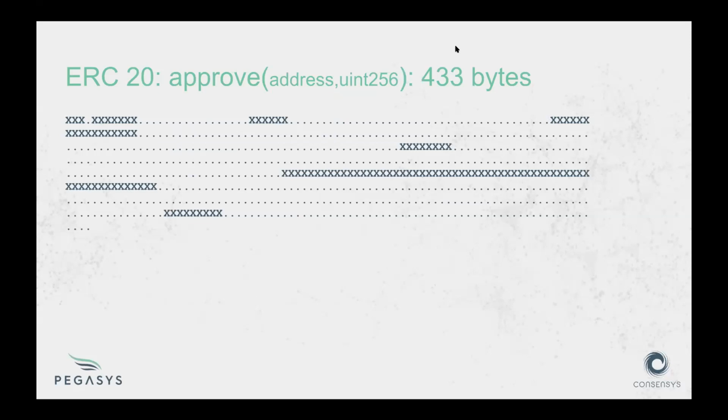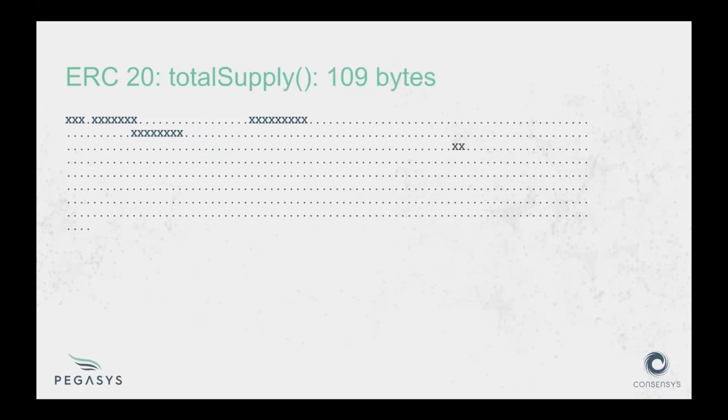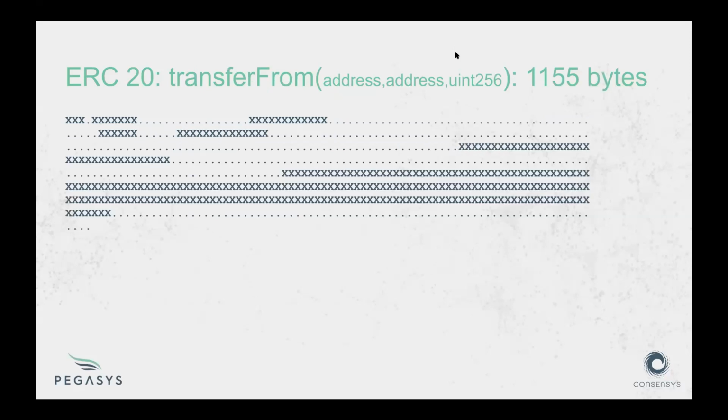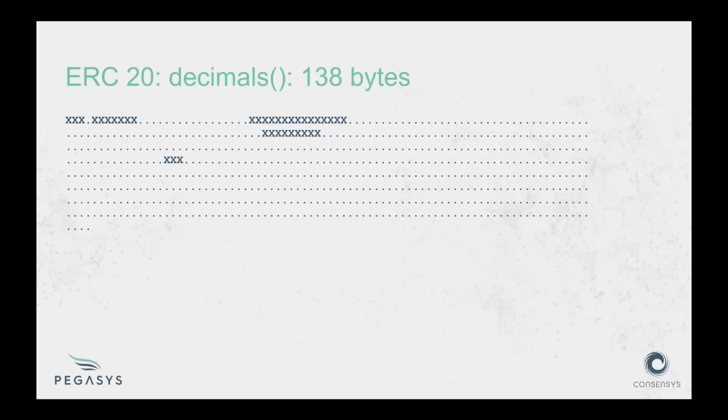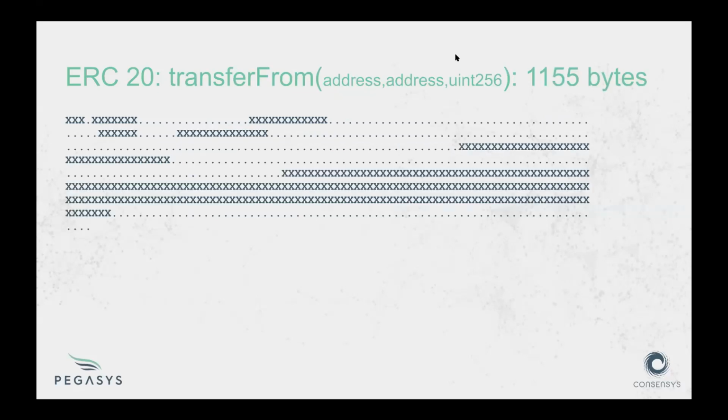And the approve function, as you can see, is a different set of code that it executes. And then total supply is only very small, whereas transfer from uses a lot more code. And so as you can see, for these different functions, they're located in different parts of the contract, as you would expect, where transfer from is the largest.